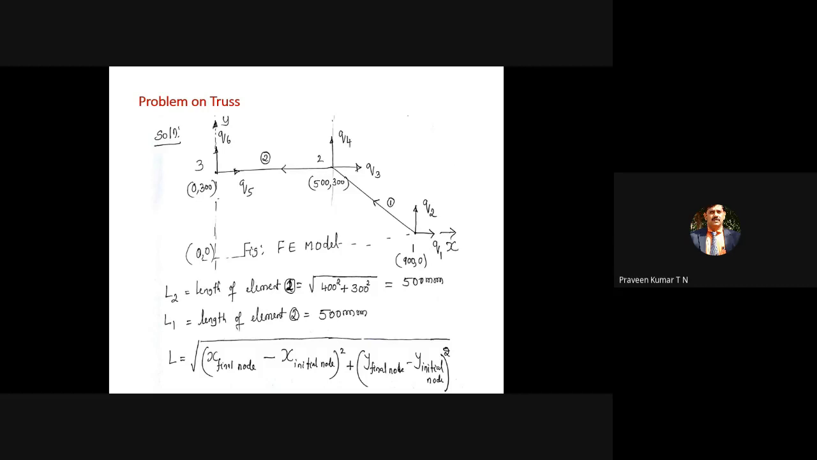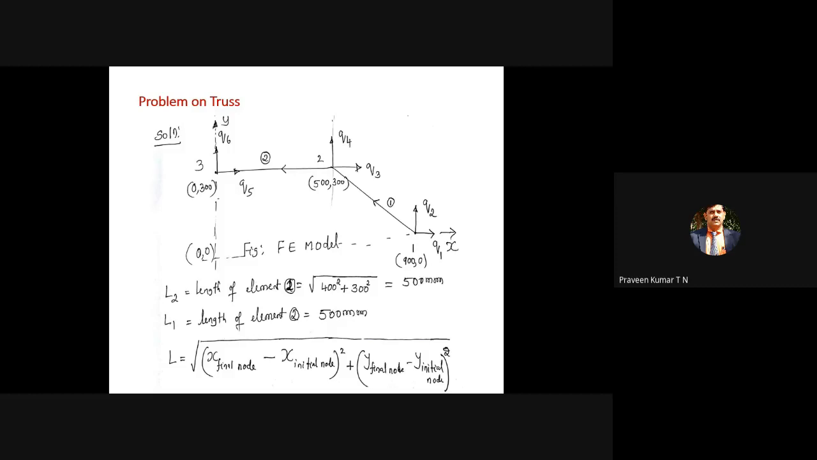The same formula you are writing: final node minus initial node, (x final minus x initial) the whole square plus (y final minus y initial) the whole square. It is a routine mathematical equation you use when the coordinates of the two points, like P1 and P2, are known. The length between P1 and P2 can be calculated using this form, but slightly modified for finite element.